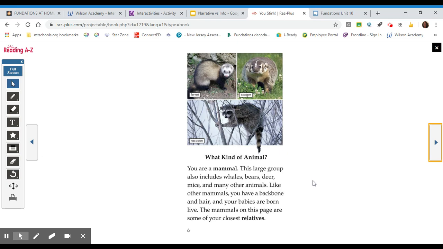You are a mammal. This large group also includes whales, bears, deer, mice, and many other animals. Like other mammals, you have a backbone and hair, and your babies are born live. The mammals on this page are some of your closest relatives. And if we look close, we can see there are captions. This is a ferret, a badger, and a raccoon. Maybe we'll do one more page.